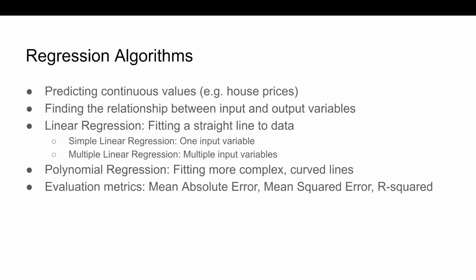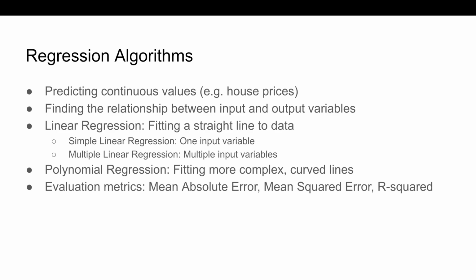At its core, regression is about finding the relationship between input variables, like house size, and a continuous output variable, like price. The goal is to draw a line or curve that best fits the data points. This line is then used to make predictions for new input data. The simplest form of regression is linear regression. It tries to fit a straight line to the data.